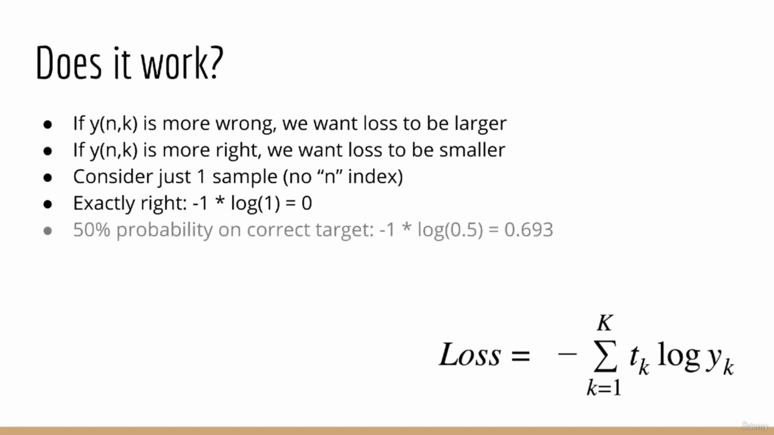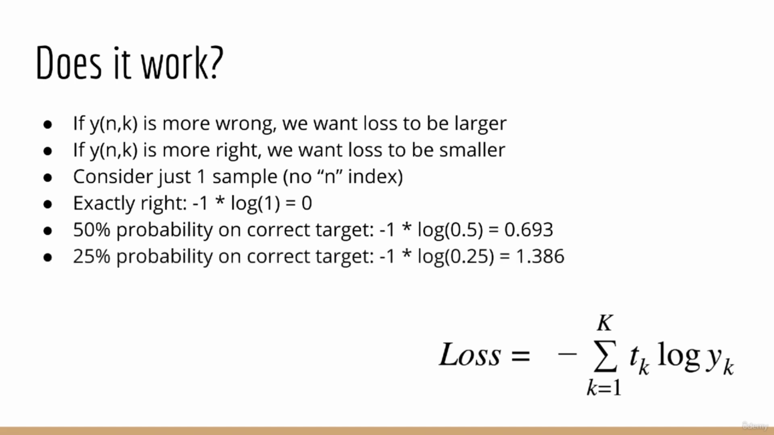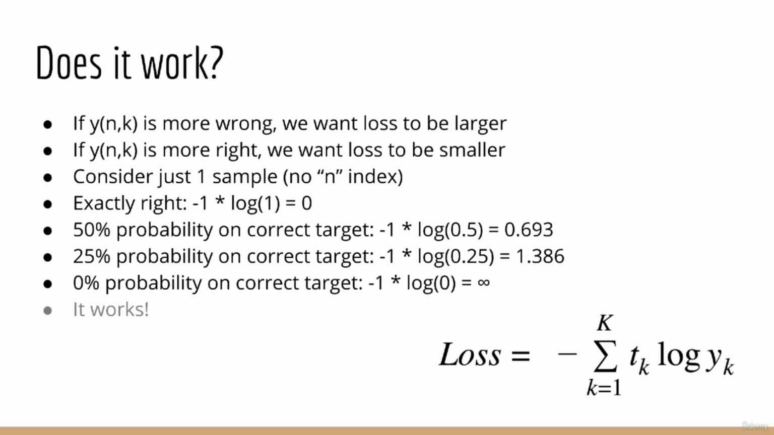Let's say now that we only give 50% probability to the correct target. Then we have 1 times log of 0.5 negated, which is 0.693. Now let's say we only give 25% probability to the correct target. Then we have 1 times log of 0.25 negated, which is 1.386. Finally, let's say we are completely wrong. We give 0% probability to the correct target. Then we have 1 times log of 0 negated, which is infinity. In other words, this is very similar to the squared error, where the worst value is infinity and the best value is 0. Therefore, it seems that this loss function works as expected.